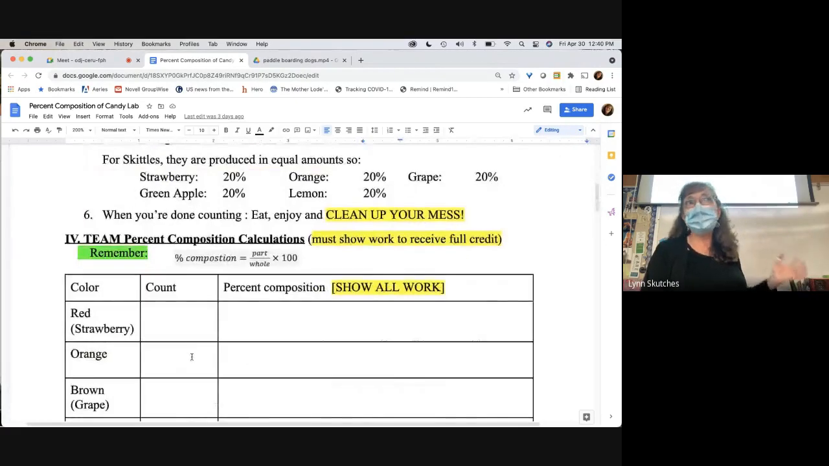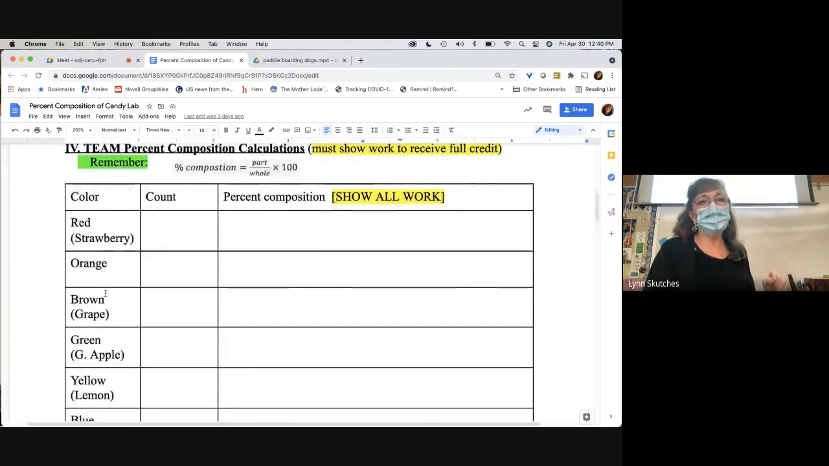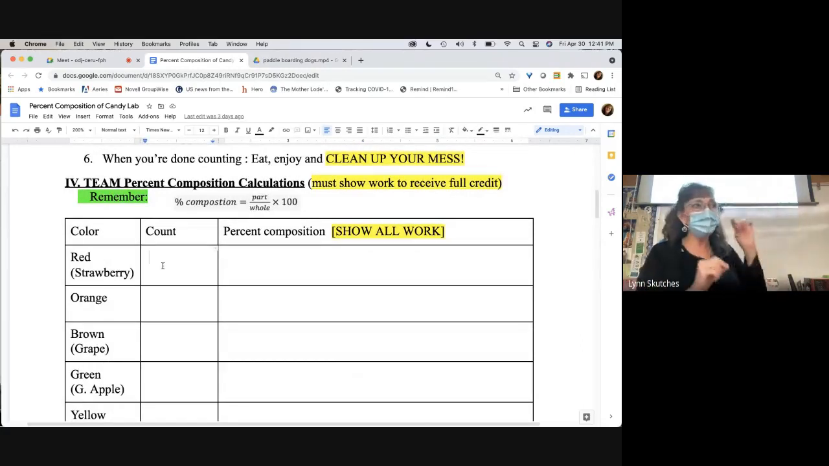So the lab's set up so we can use either M&Ms or Skittles. We don't have any blue Skittles in the standard color bag, so there's one extra line. It's not that big a deal. The first part's really simple. It says team, but I'm going to give each of you your own cup of Skittles, most of a cup, a little Dixie cup.